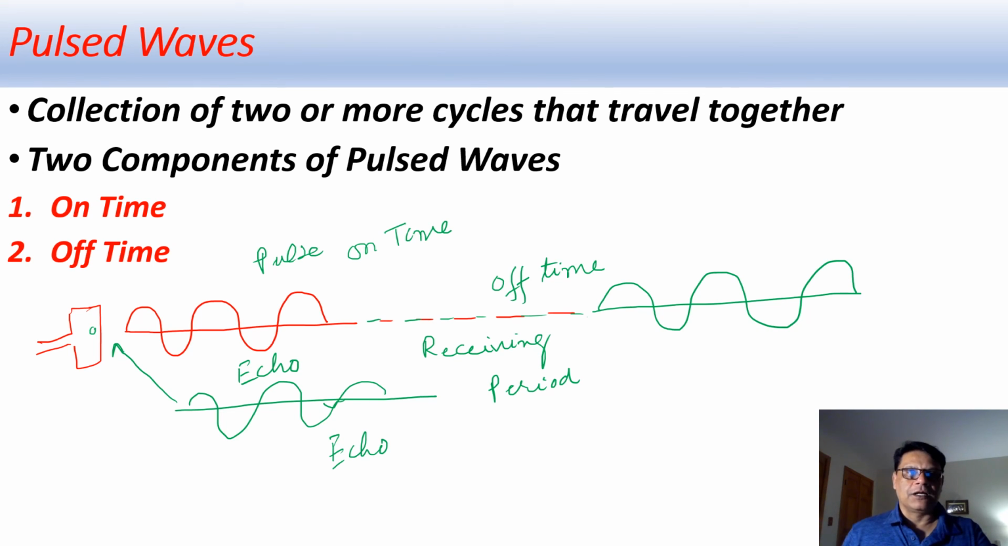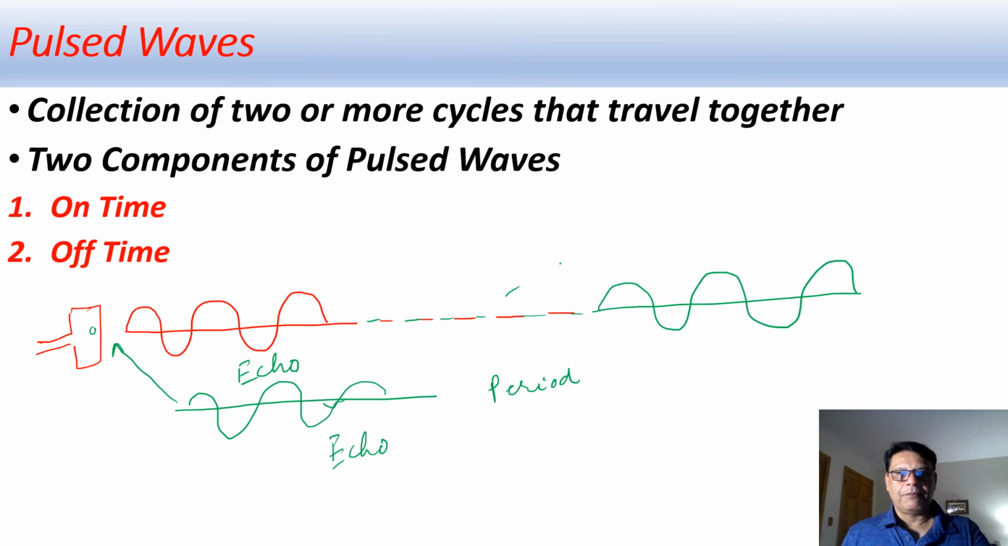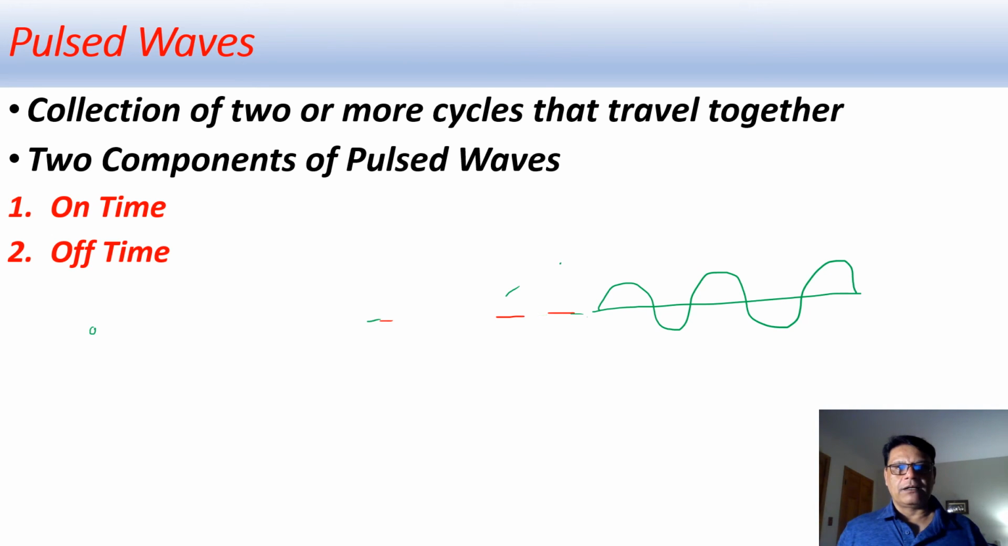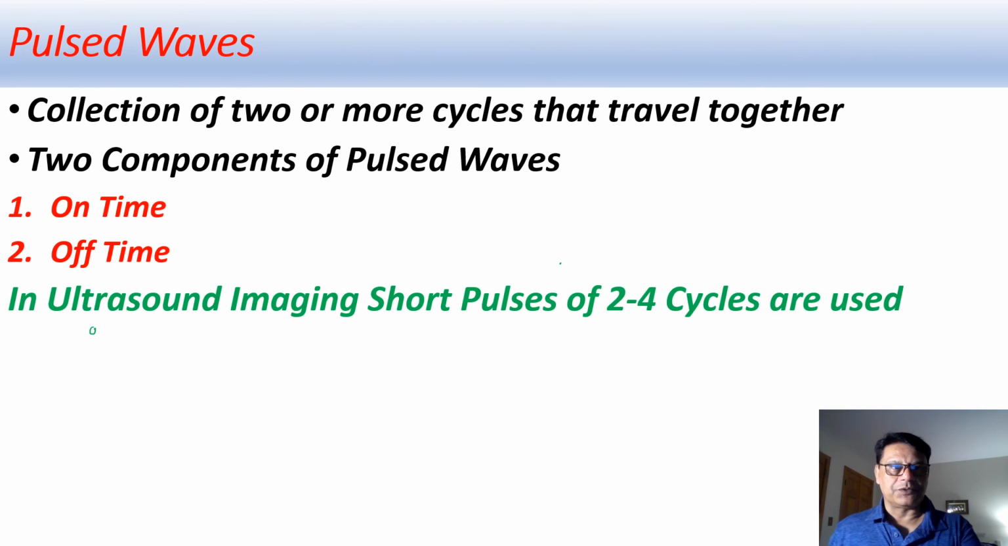So a pulse has two parts: number one, on time, and number two, off time. And off time is the time in which a transducer waits for the return of the pulse, and when the pulse is returned, it translates into meaningful information. So remember that until the echo is received, the second pulse is not produced by a transducer.